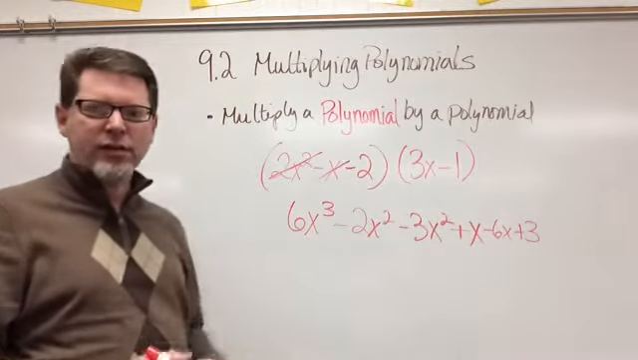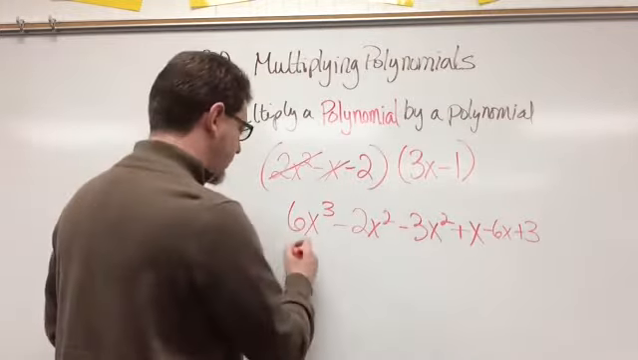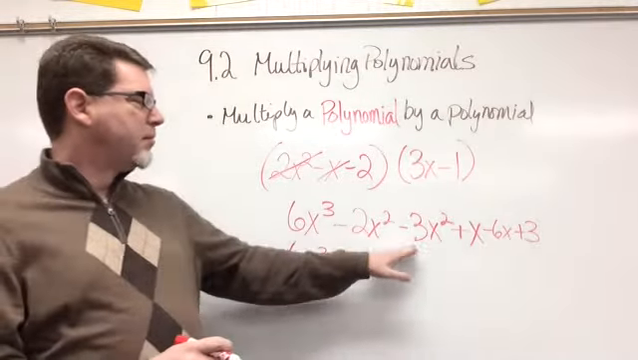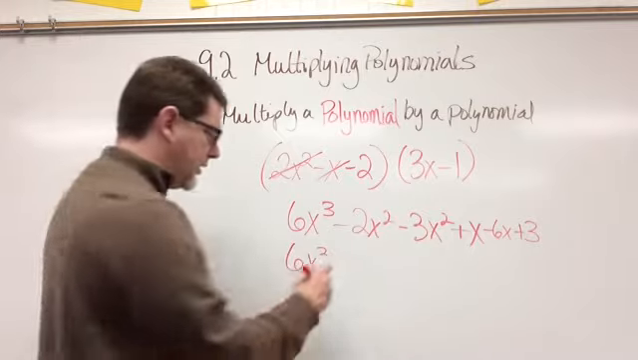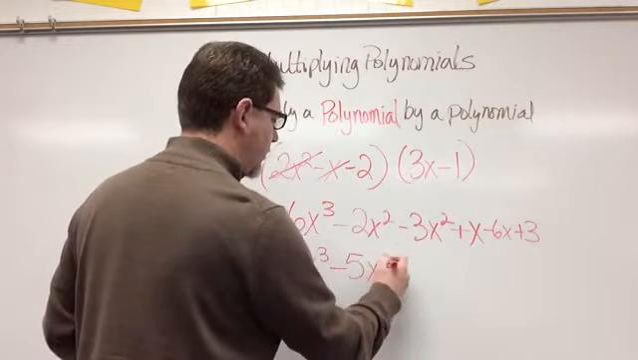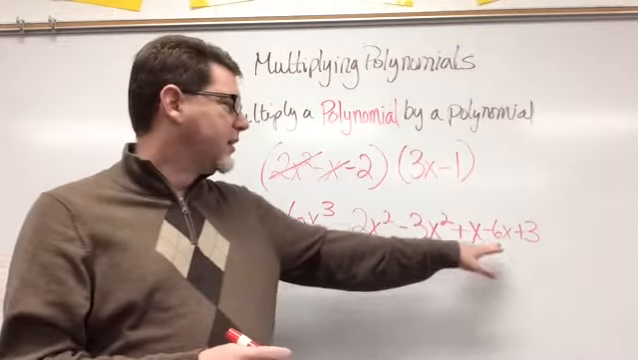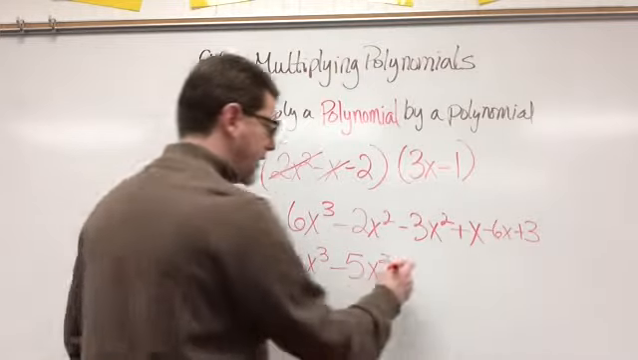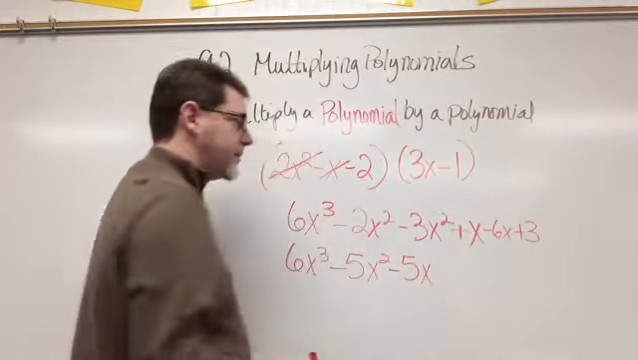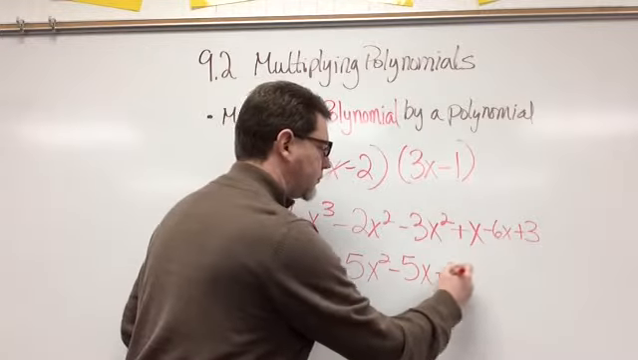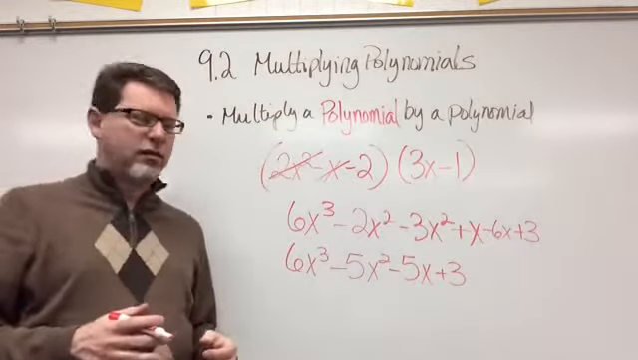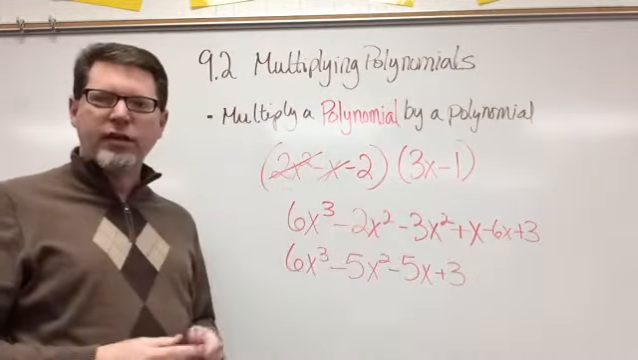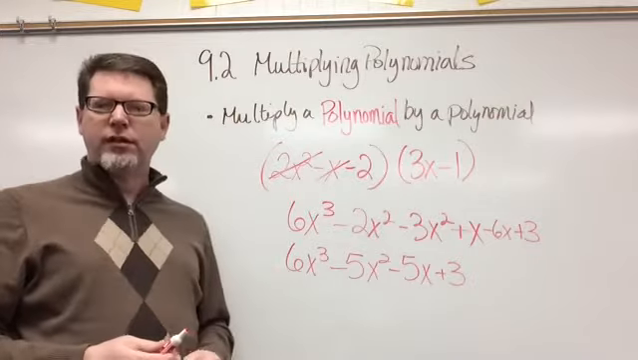Now I need to combine like terms. 6x cubed stays because there's no other x cubes. Negative 2x squared minus 3x squared is negative 5x squared. And then x minus 6x, this is 1x minus 6x, and 1 minus 6 is negative 5x plus 3. Again, multiply every term from each polynomial by every term in the other polynomial, and then combine like terms.